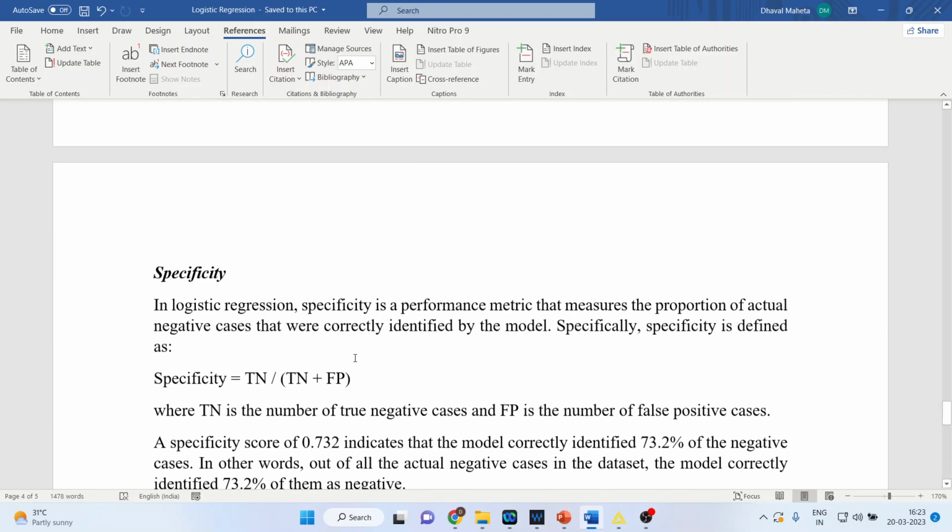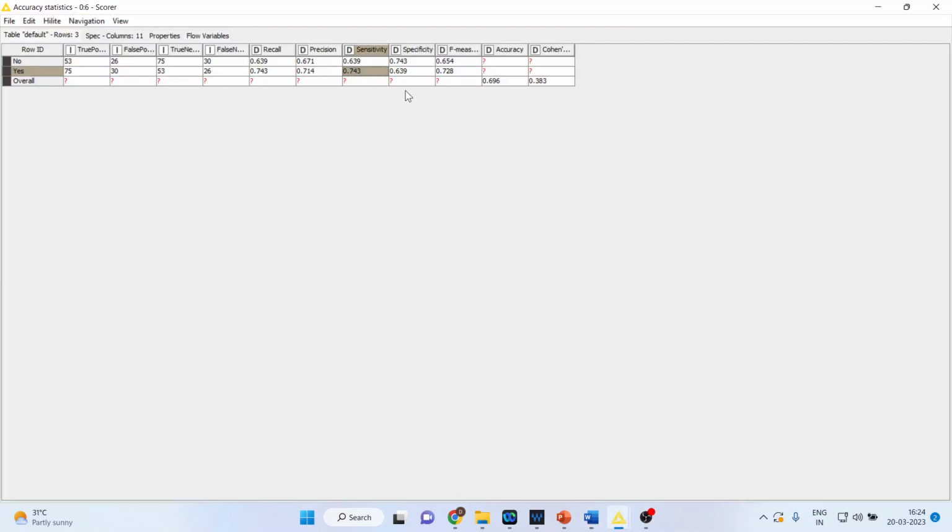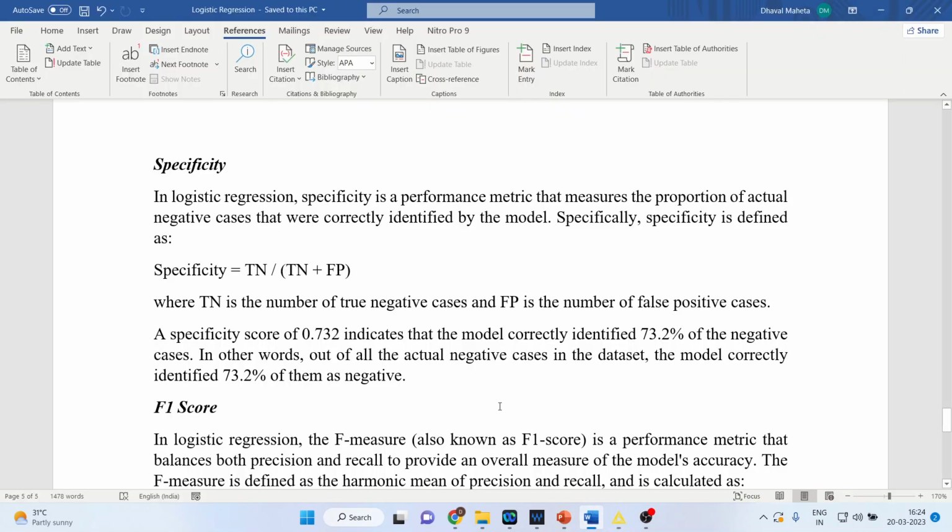Okay. Now, next comes the specificity. Specificity is true negative divided by true negative plus false positive. Now, where is the value of specificity? It is 0.639. Okay, I'll write down here 0.639 indicates that the model identified 63.9% of the negative cases. In other words, out of the actual negative cases in the data set, the model identified 63.9% of them as negative.